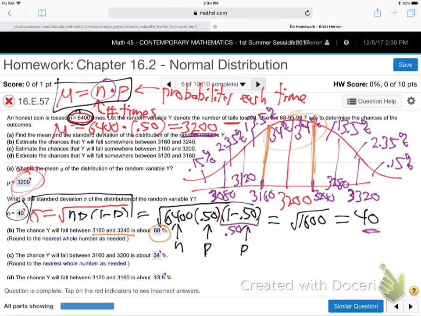Okay. Oh, wait, did I do the wrong one? Oh, 3,240. I jumped down there. Yeah, anyway, I did the right thing. So there's a 68% chance that will happen.